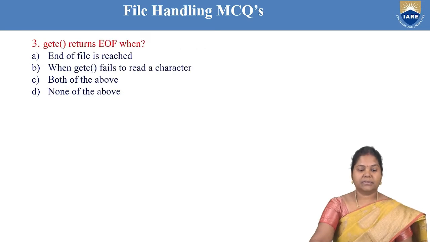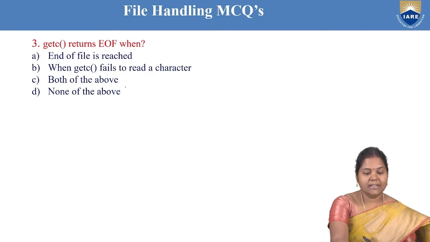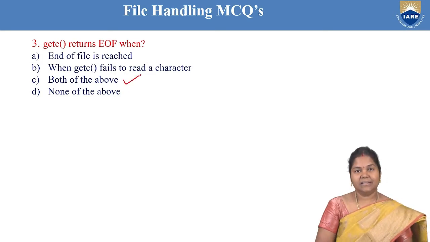Then the third question is related to the getc function. getc function returns EOF when the first option is end of the file is reached, or when getc fails to read a character, or both A and B, or none of the above. So, getc function will return EOF when end of the file is reached, and also when getc fails to read a character. So, the answer for this question is C, that both A and B options are correct.